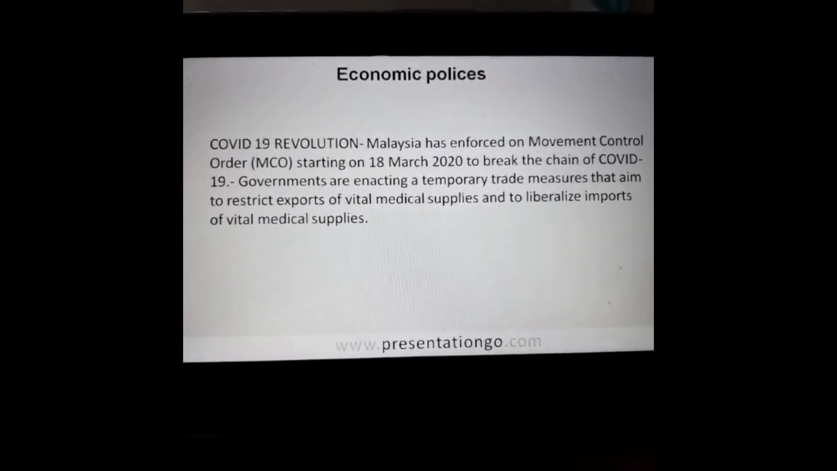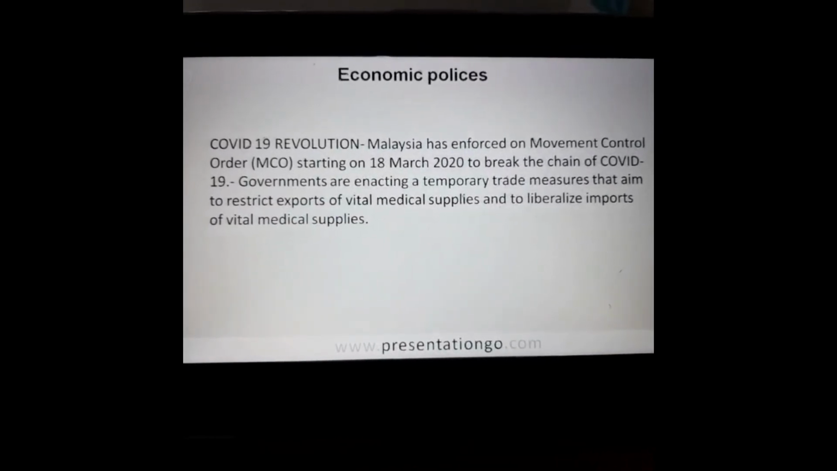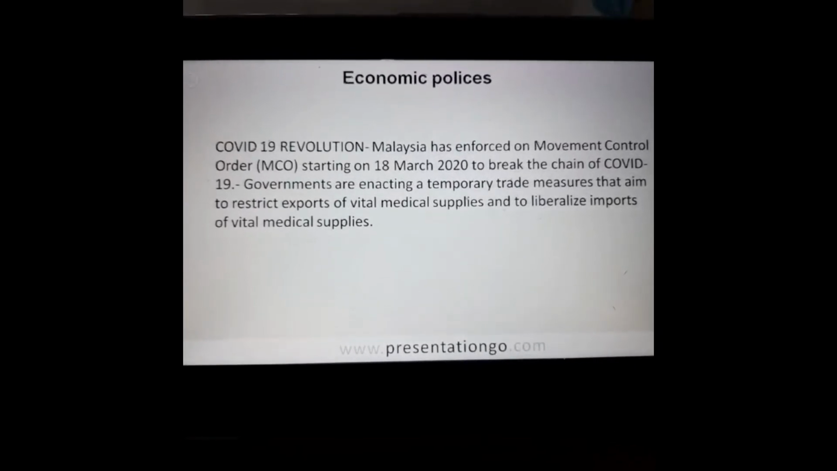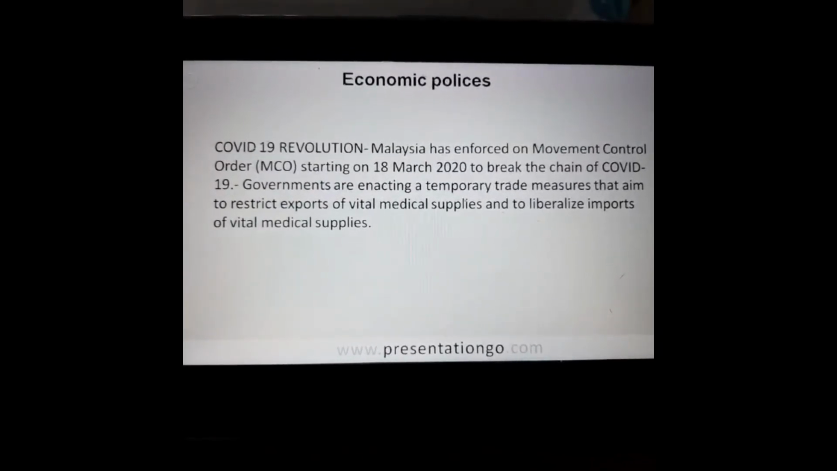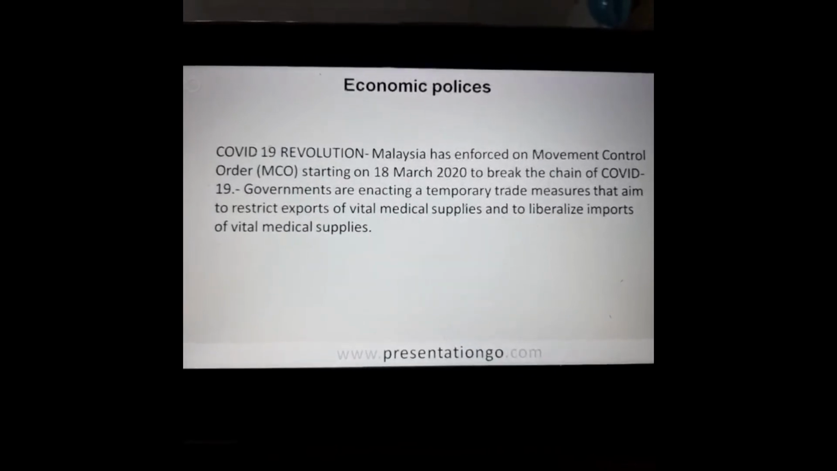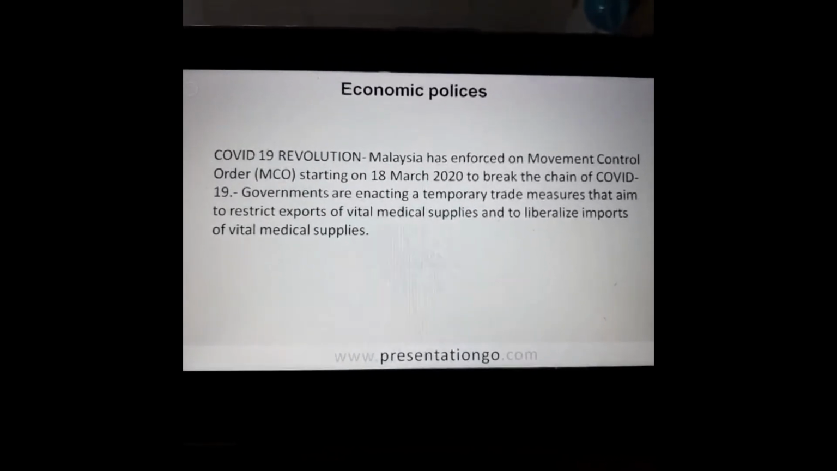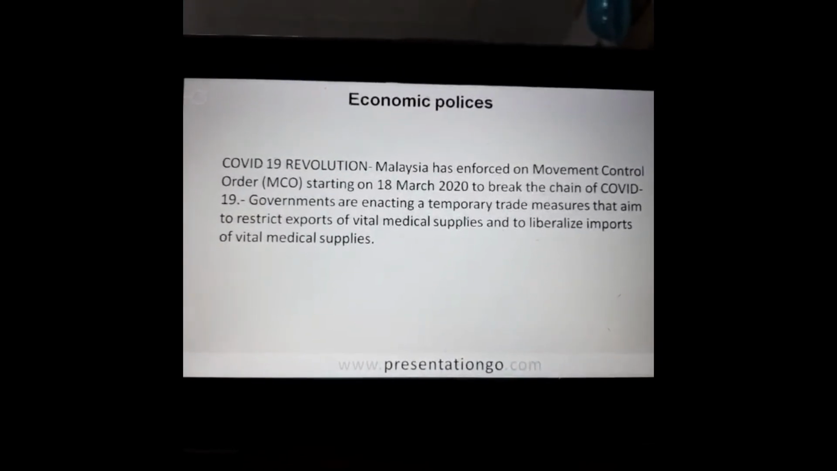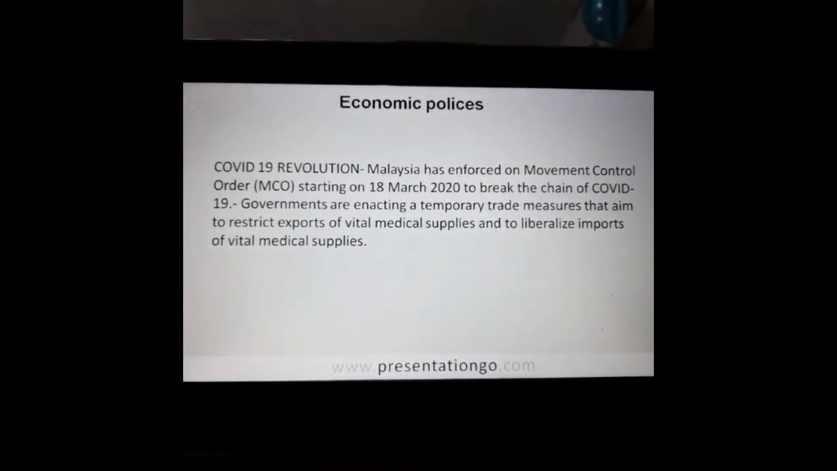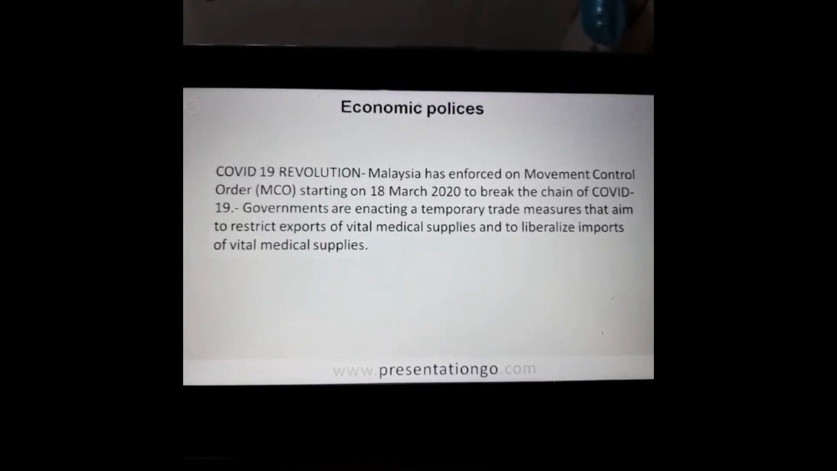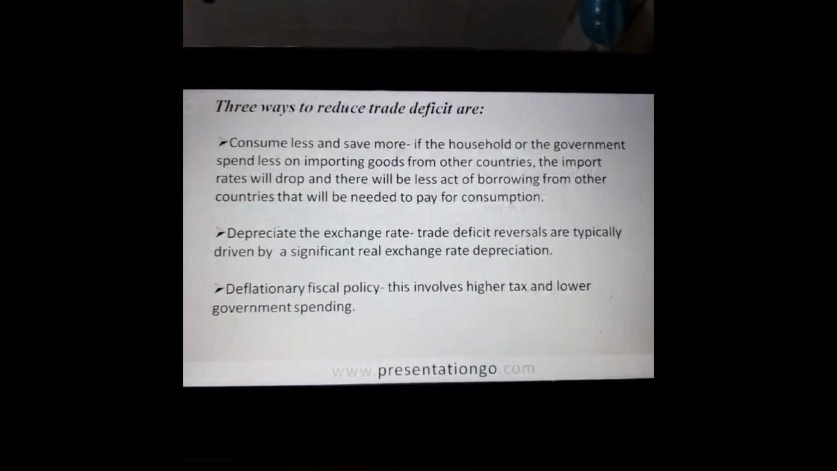The COVID-19 revolution: Malaysia has enforced the Movement Control Order, MCO, starting on 18 March 2020 to break the chain of COVID-19. The government is enacting temporary trade measures that aim to reduce the exports of vital medical supplies and to replace imports of vital medical supplies.